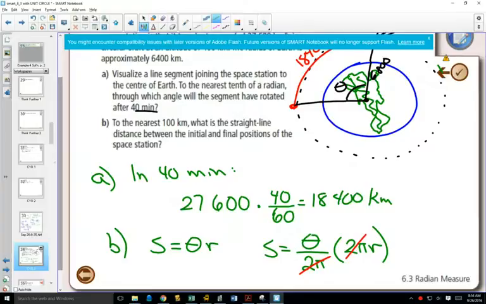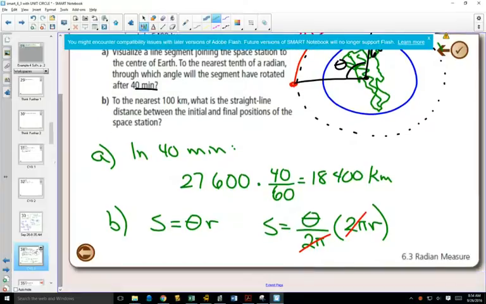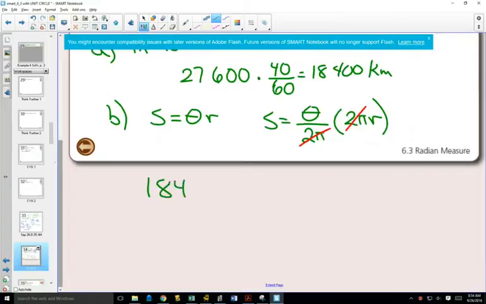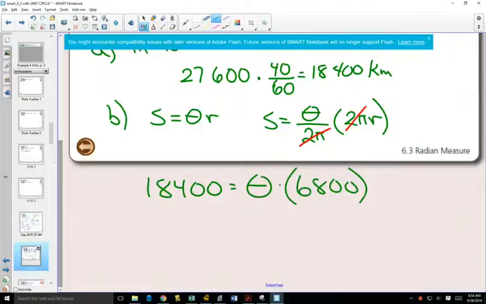Now in this question, what do we know? We know what the arc length is. We know that the arc length is 18,400. We want to find out what theta is, but we also know that the radius is 6,800. So if we take 18,400, divide it by 6,800, we find out that theta is equal to 2.7 radians. So since we use the formula in radians, when we solve for theta, our answer is going to be in radians.